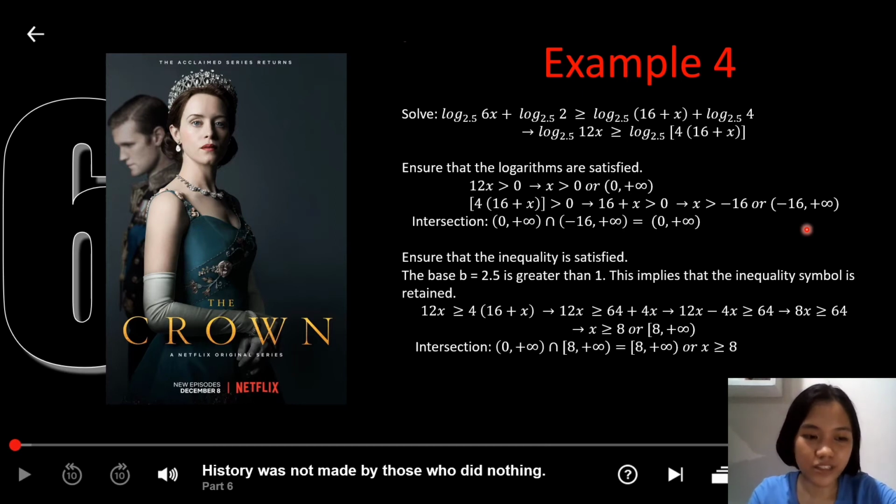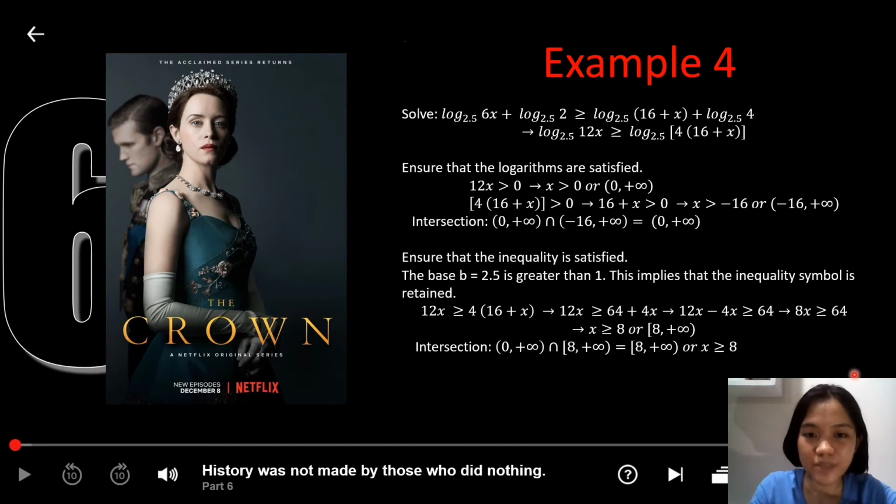Intersection, by definition, consists of all the elements that are contained in all of the intervals. Like, imagine the x-axis on the Cartesian plane. The points there are negative 16, 0, and all of the positive integers. Now, the only element that is in all of the intervals is 0 and positive infinity.